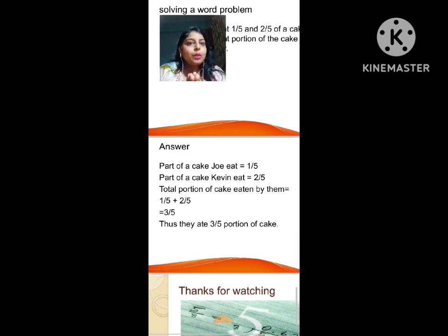Understood? So what portion of the cake did they eat? They ate 3 by 5th portion of the cake. How do you know this? Because Joe ate 1 by 5th, Kevin ate 2 by 5th. If you add up, since they have the same denominators, it's very easy to add. When you add up, it comes to 3 by 5. So they ate 3 by 5 portion of the cake.